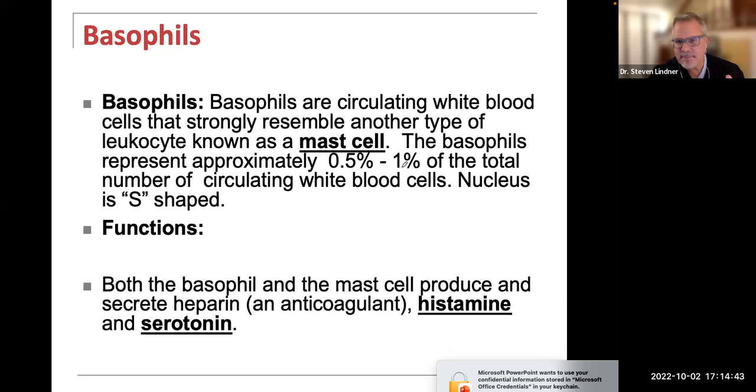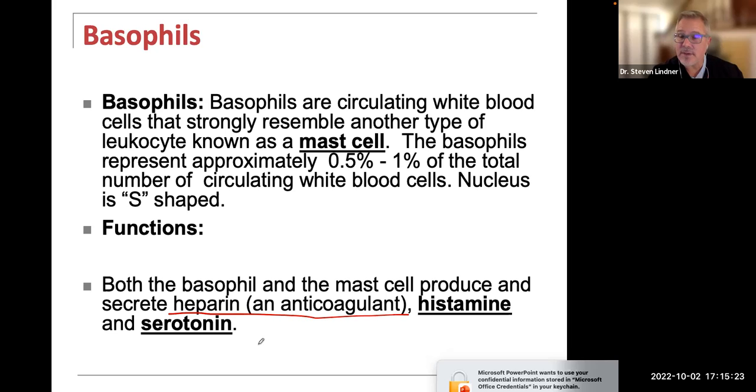The basophil makes up about 1%. They are similar to a mast cell. Remember I said mast cells are found in the skin, in the respiratory tract, and they're also found in the gut. And they are responsible for releasing histamine. Also seen with allergic type of reactions. The basophil and the mast cell produce and secrete heparin, which is a blood thinner. It's an anticoagulant. Histamine, which is a vasodilator. It opens up the blood vessel.